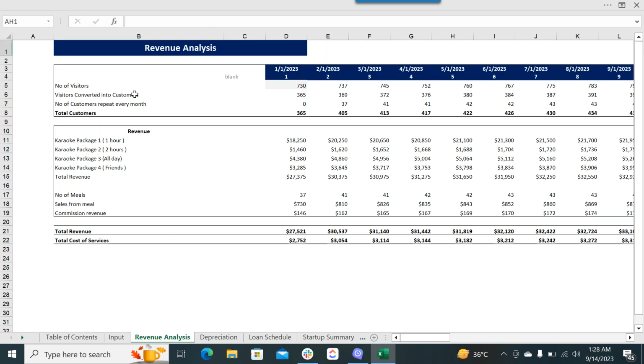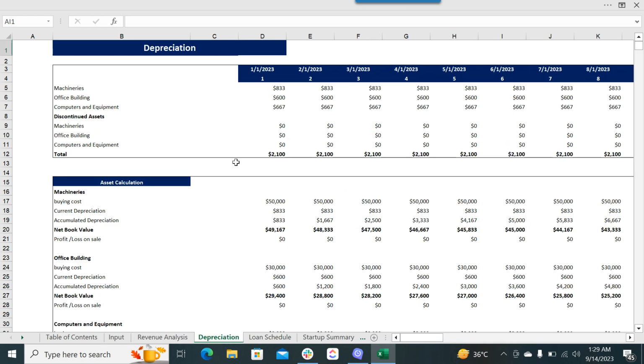Moving on, we have the revenue analysis, in which we will start with the number of visitors and see how many of those visitors will convert into our customers and then give us recurring revenue. We will divide that revenue as per the streams that we have decided before, and then we'll see how much revenue we are getting from meals and how much from our mainstream services. So we'll get the total revenue, and then some percentage of that revenue will be our cost of service.